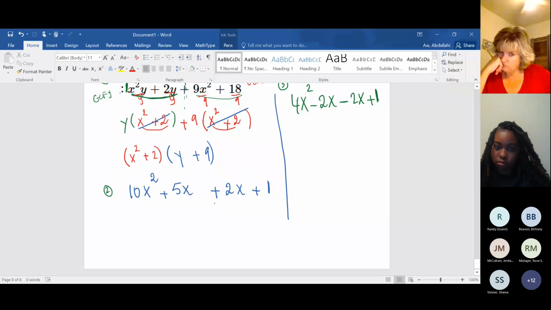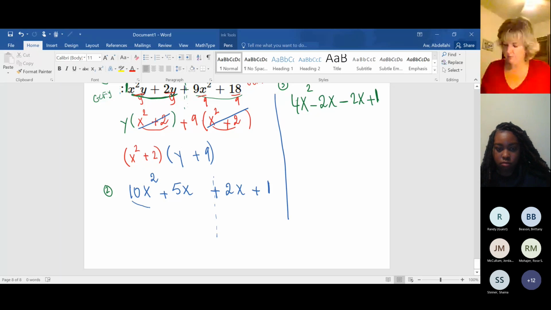Try to separate these two right here. You're gonna take care of these two first. What is the GCF? And then you take care of these two. What is the GCF? This one has a small particularity, and you're gonna see it.